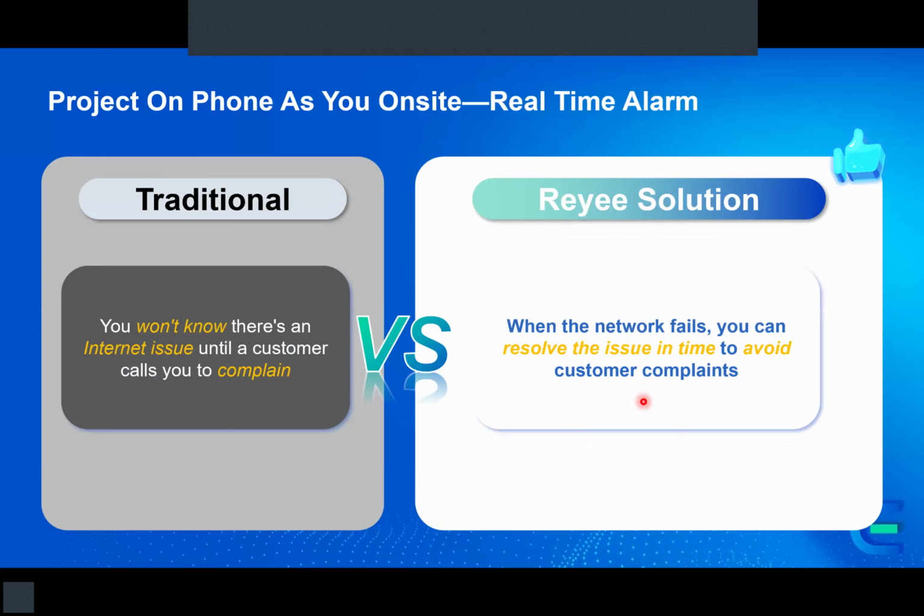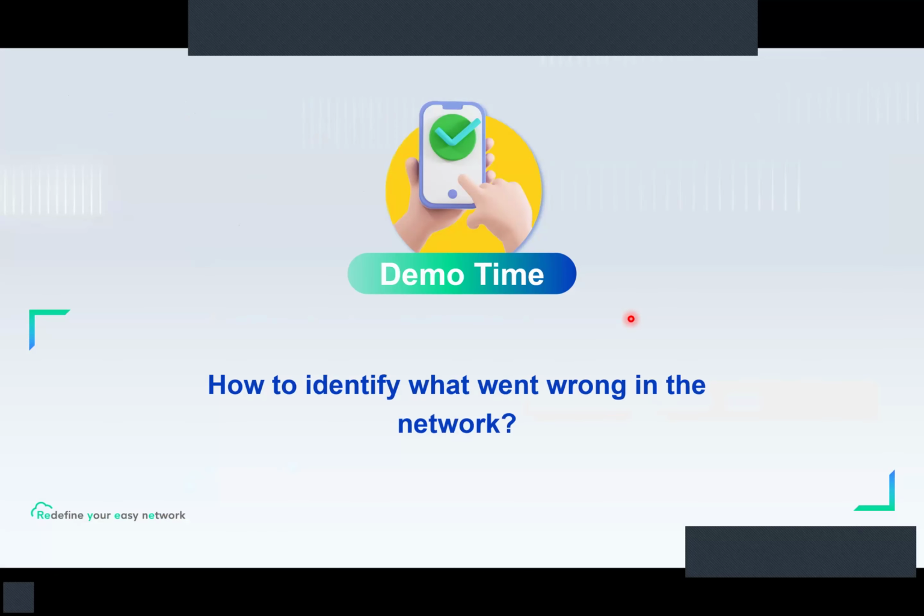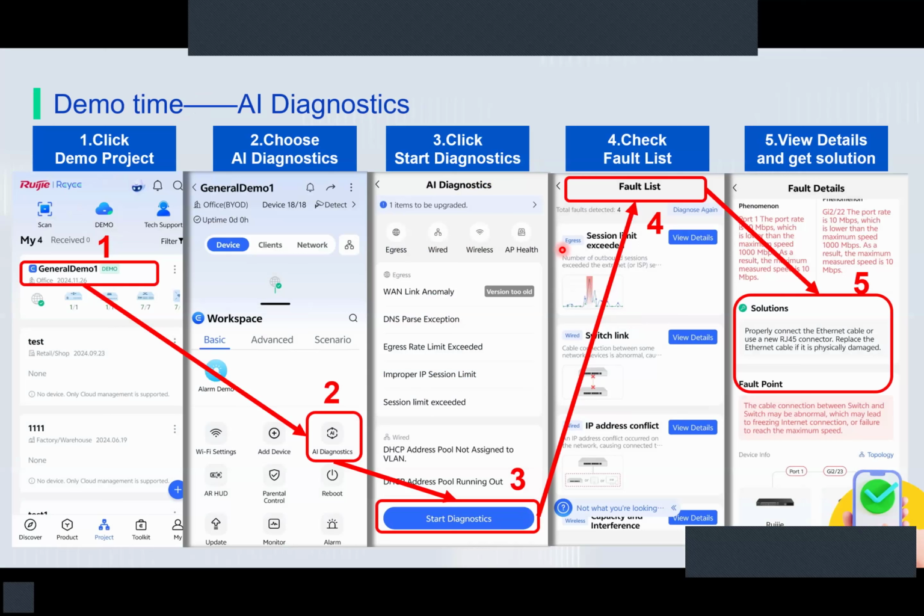And the second one is the AI diagnose. You can click this button to troubleshoot the network. Where is the issue? And what's the issue device? So I will show you the feature here on our mobile phone.